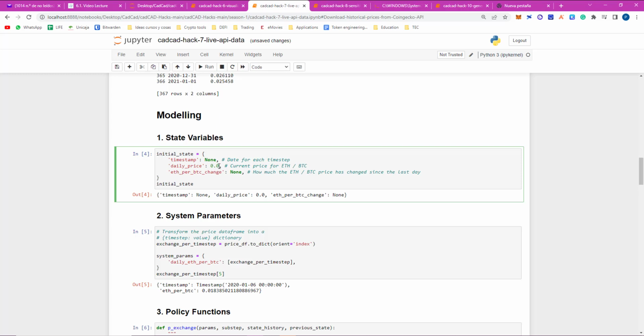I like the difference between having 0.0 in daily price, and this is a Python question rather than a question of the hack. Why is it None for daily price if both are numerical outputs? This one is a sequence, that I know, but this one is not a sequence. The time step is not going to be a numeric variable. It's going to be a string, a date. Yeah, that's why it's set to None. But this one is not a string. How much it has changed since last day?